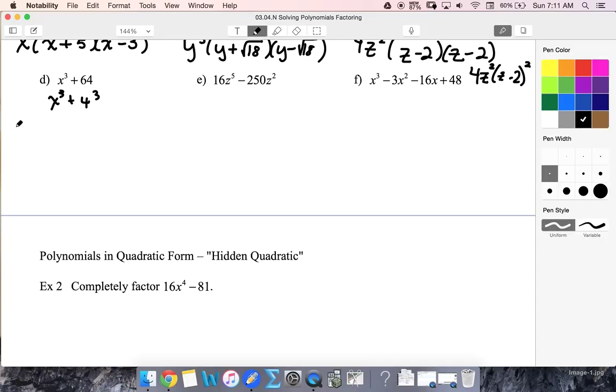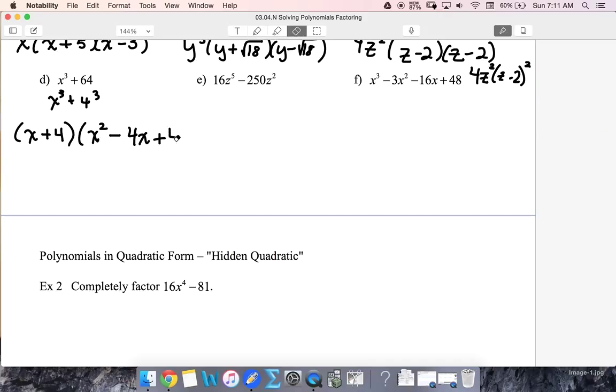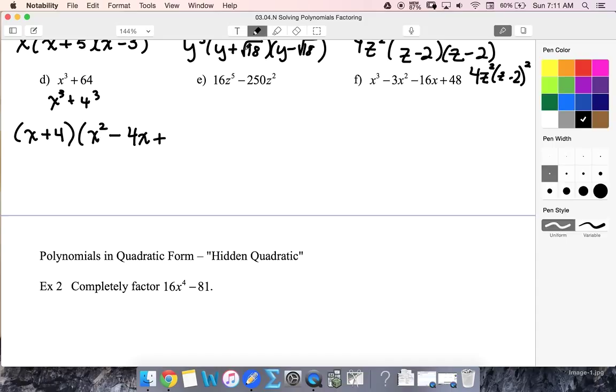So that factors into, I always start with the same sign, x plus 4, x squared minus, the sign switches, and I find the product, so 4x plus 4 squared. And instead of writing 4 squared, I'm going to write 16. Remember, you can always multiply this back out to check yourself.